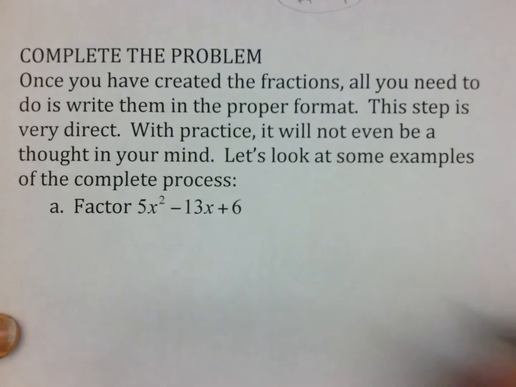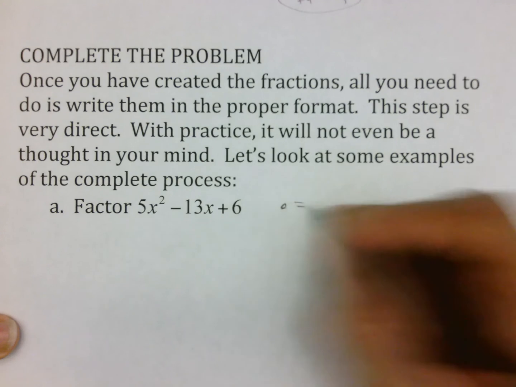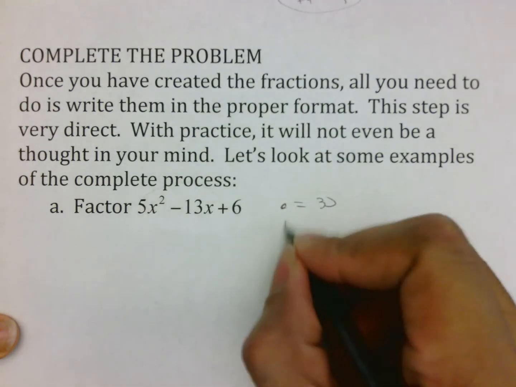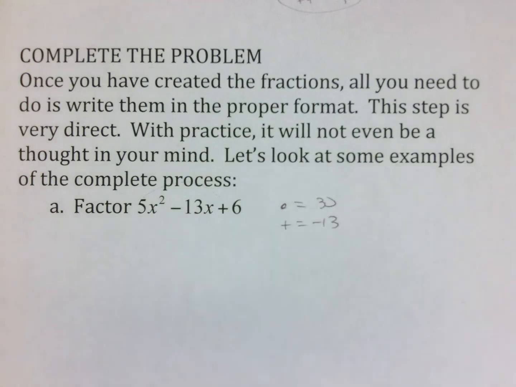But you have to understand the pieces, otherwise it's not easy, I understand. So here we are looking for numbers that multiply to be 30, right? 5 times 6, and add to be negative 13.